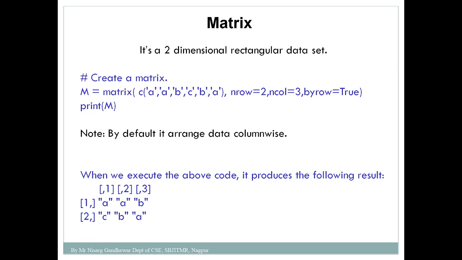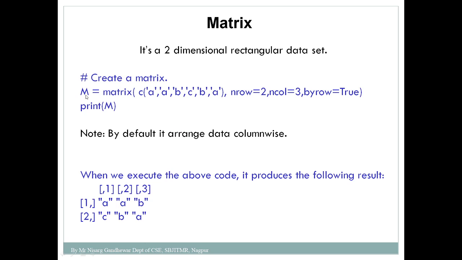Now the third data object available in R is a matrix. What is a matrix? A matrix is a two-dimensional rectangular data set. You are already aware of the concept of matrix. The question is how to create a matrix in R. In order to create a matrix, a function called matrix is available. The matrix function is used to create a matrix in R. So we'll see how to create a matrix.